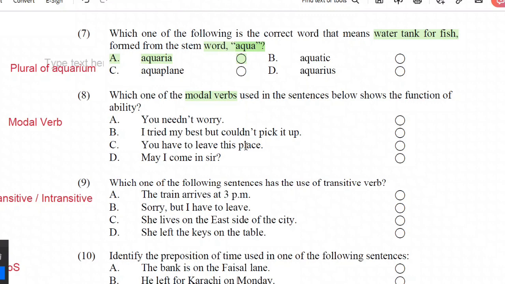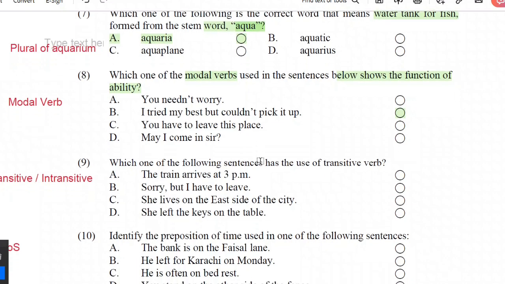Look at the first, what they are saying. They are saying to find out the modal verb that shows ability. Look at the first one. You need not worry. Next, there is a modal verb, but that is a modal verb of advice or suggestion. Look at the second one. I tried my best but could not pick it up. This shows the ability. The third one is you have to leave this place. This is a modal verb of order or advice. And may I come in? This is a modal verb of request. Hence the second one shows the modal verb of ability.